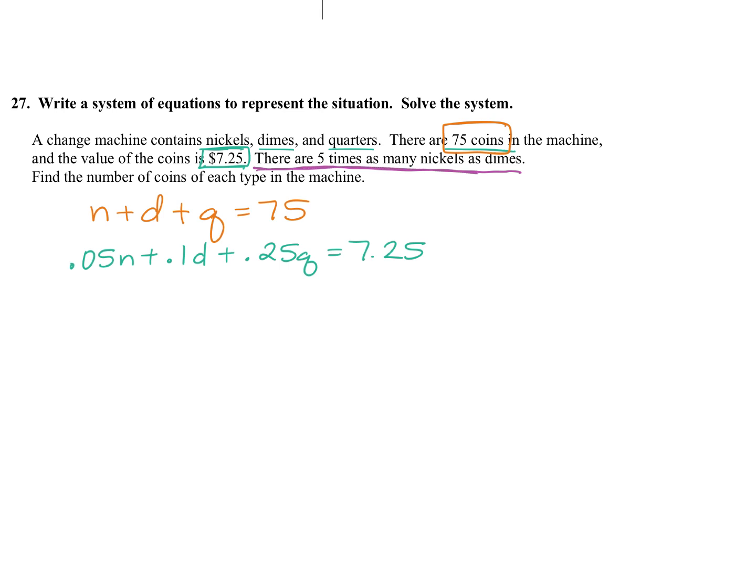What's this maroon equation? There are 5 times as many nickels as dimes. And 5n equals. This one always gets set up wrong. Think about it. 5 times as many nickels. So are there more nickels or more dimes? More nickels. So we would have to multiply the dimes by 5 to get the nickels, right? Careful with that.